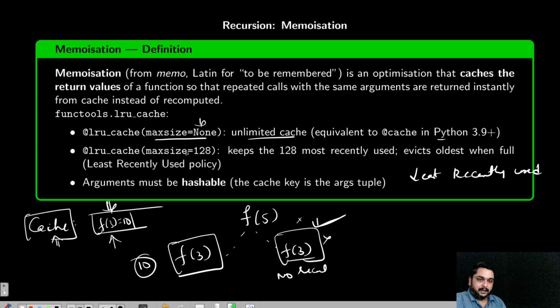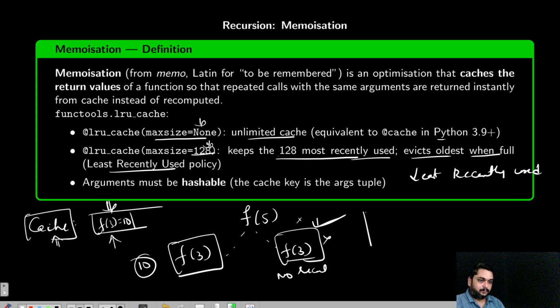Then I can also set the maximum size. So for example, if I set 128, it keeps the 128 most recently used and evicts the oldest when full. That is least recently used. The policy is that the least recently used will be evicted.